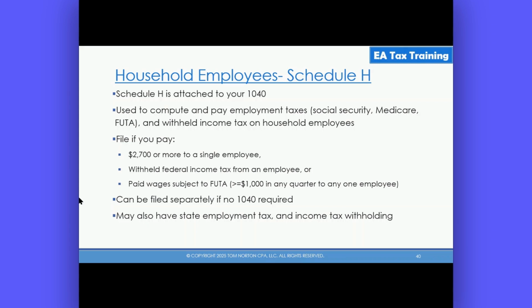And then you also want to remember that there could be state unemployment tax due as well as state income tax withholding. That's a reminder. Of course, that's not going to be tested on the EA exam.